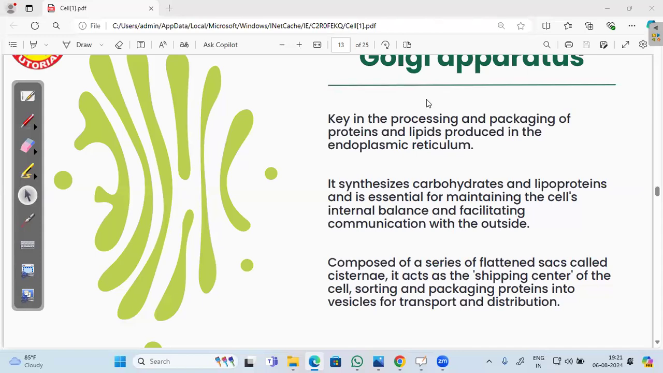Jitendra, what is the role of rough endoplasmic reticulum? Sir, it produces proteins and helps in transportation of materials from the nucleus to the outside. Sorry, from the nucleus to the cytoplasm. So the rough endoplasmic reticulum helps in protein synthesis with the ribosomes.